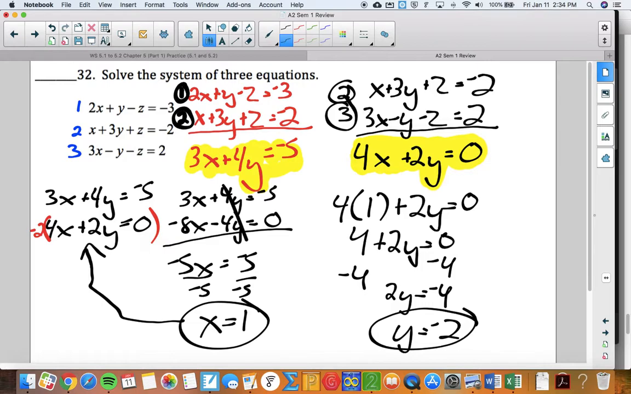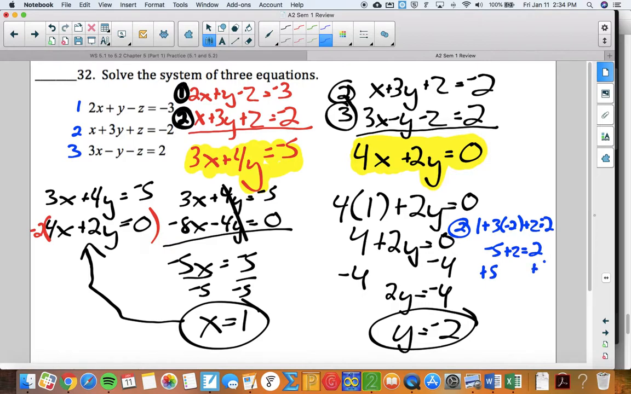So now I need to find z. Well, now I need to use an equation that has x, y, and z. So you have to go back to the originals over here. I'm going to use equation number 2 because there's no negatives. So 1 plus 3 times -2 plus z equals -2. So when I simplify the left side, I get -5 plus z equals 2.